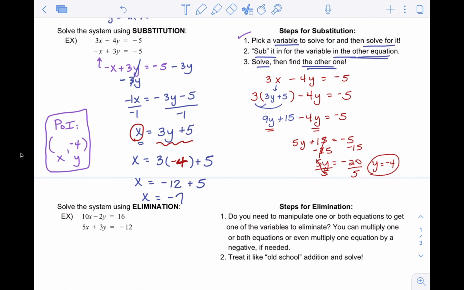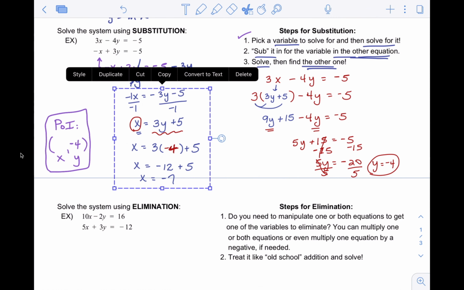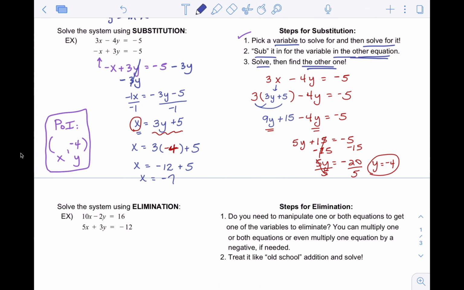So your equation is solved, and your point of intersection, your solution to the system, is the ordered pair -7, -4. X equals -7, y equals -4.